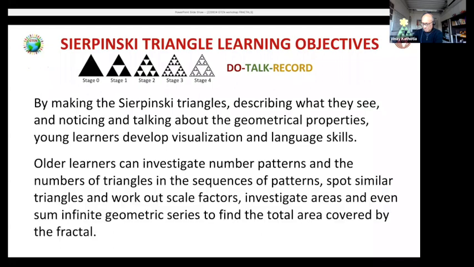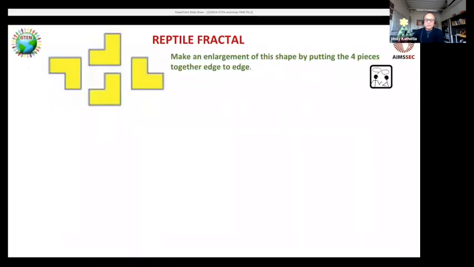So obviously you don't do as much, but then what we have been doing, you could do with older learners, investigating number patterns, number of triangles and the sequences of patterns, spotting similar triangles, working out scale factors, investigating areas. And at a higher level, we'll see later, you could even sum geometric series to find the total area covered by the fractal.